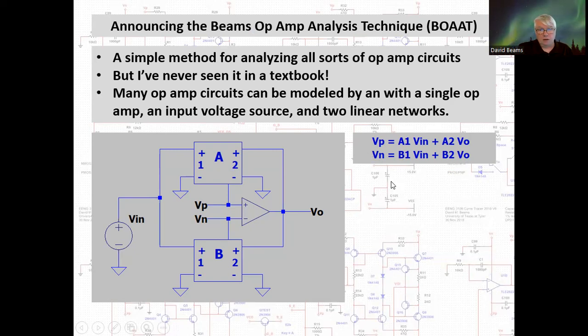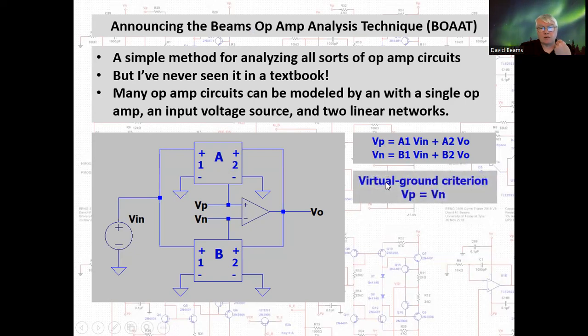The next principle I will use is the so-called virtual ground criterion. That is, if an op-amp is connected with a negative feedback path, it will move its output voltage in such a way as to reduce the input differential voltage, V sub P minus V sub N, to zero.